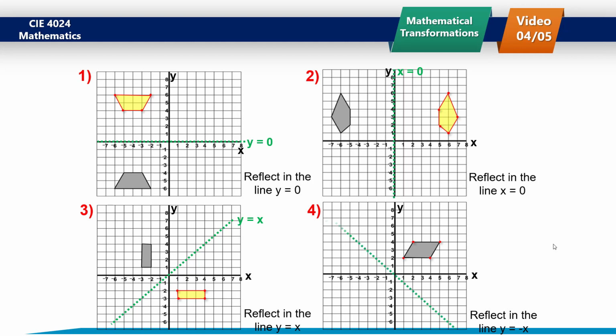Question number 4, line y equals minus x is plotted like that, and again we will measure the perpendicular distance from the mirror line. It's 1.5 diagonals, so it should be 1.5 diagonals away, and that point was 3 diagonals away, so that must be 3 diagonals away as well in the opposite direction. Same with that point, and same with the fourth point. Now joining these points will give you the reflected image.